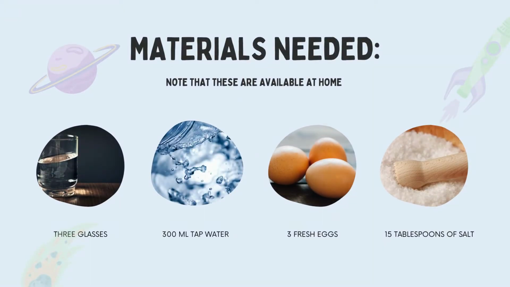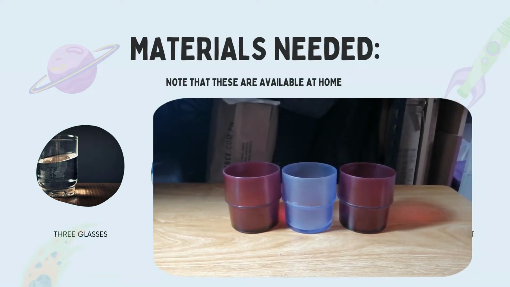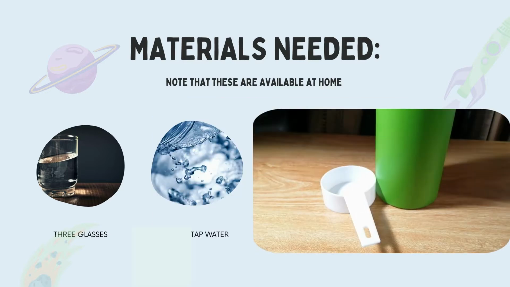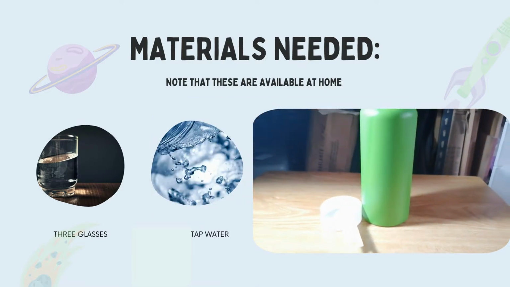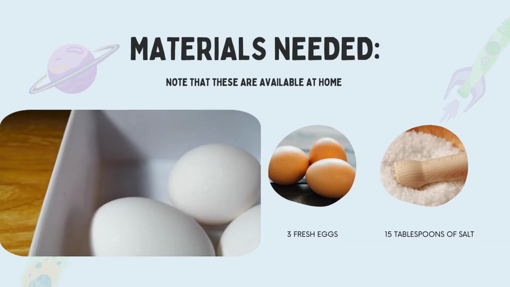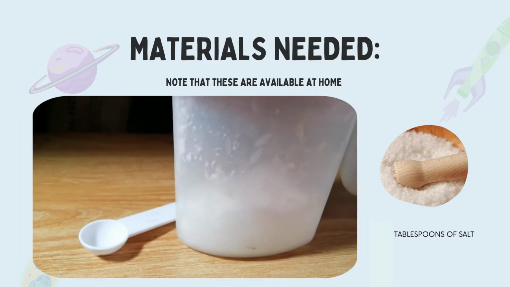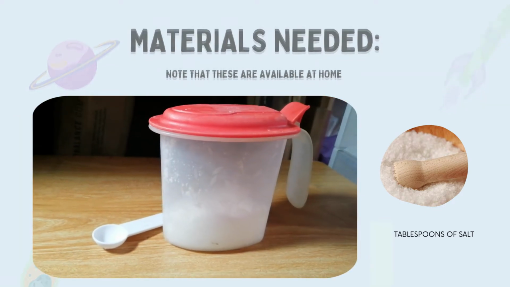For this project, the materials are easy to find and prepare. That is why to those who are interested and curious, you can all try this at home. First, we need 3 glasses that have the same shape and size. Also, let us prepare a generous amount of tap water. Next in line are 3 fresh eggs that are approximately the same size and shape. Lastly, don't forget the salt.